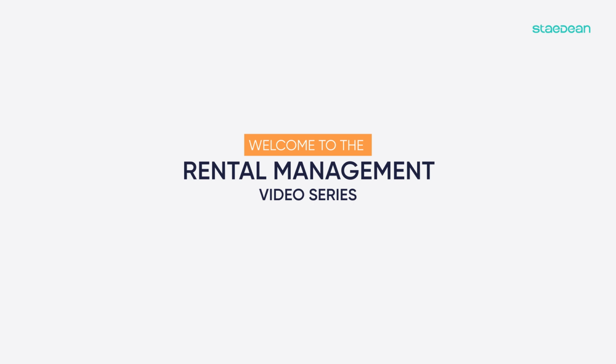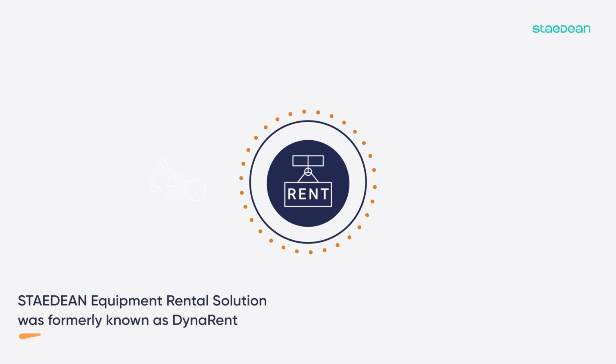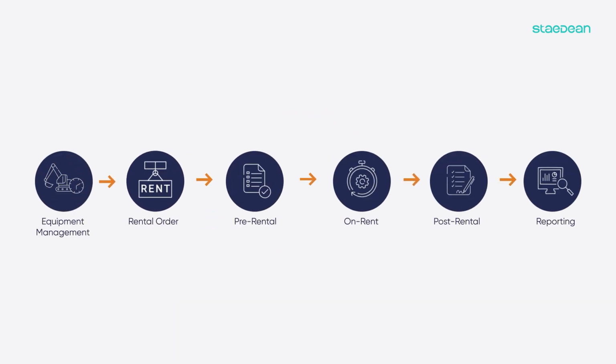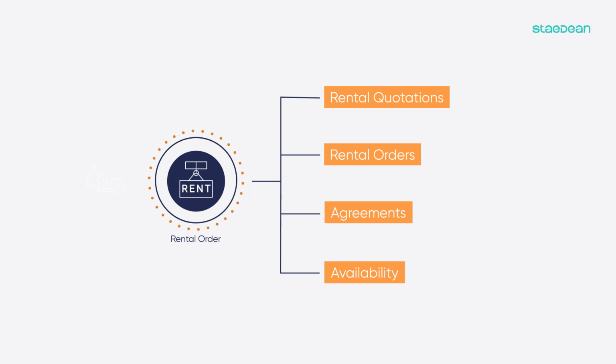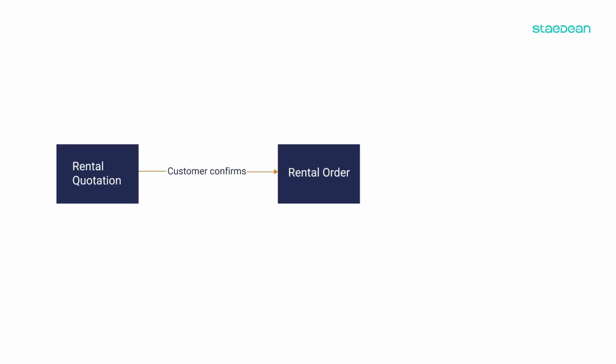In this video, I will describe the creation of a rental order from our Dynarent module. This is the second step in our process flow about rental order, and we're going to talk about the agreements, availability and rental order itself. The rental order or quotation can be created in the system, and both result in, at the end, a rental or an on rent to the customer.